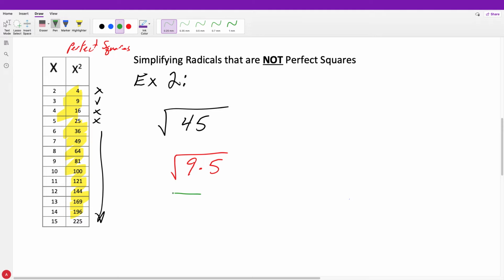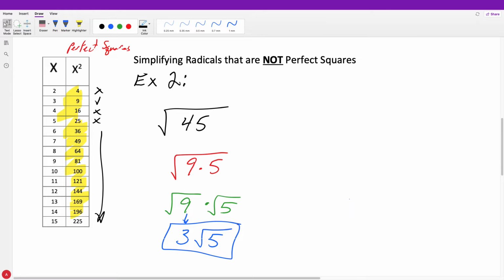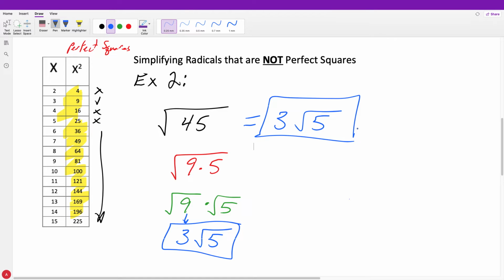Once I do that, I'm now going to separate them and look at them as their own radical, remembering that they're getting multiplied in between. So the square root of 9 is equal to 3. So I can rewrite this as 3, and since I can't take the square root of 5 because it's not a perfect square, and no other perfect square can divide evenly into 5, it stays inside of its radical. So the square root of 45 is equal to 3 times the square root of 5, and that is simplifying it as much as we possibly can.